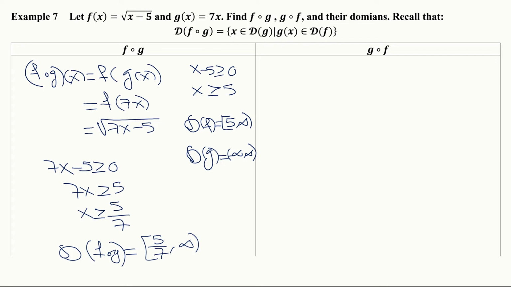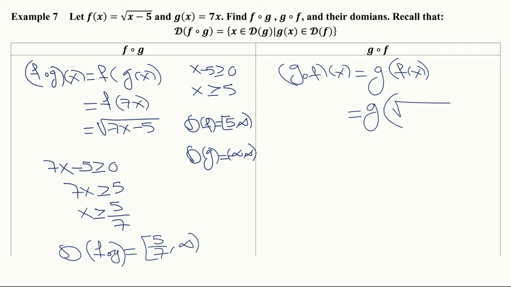All right, for g circle f of x, that's going to be g of f of x. So it's going to be g of the square root of x minus 5. So we want to compute g with this input, right? This expression as the input. Now, what does g do to an input? It multiplies it by 7, right? So there it is. That's g circle f of x.